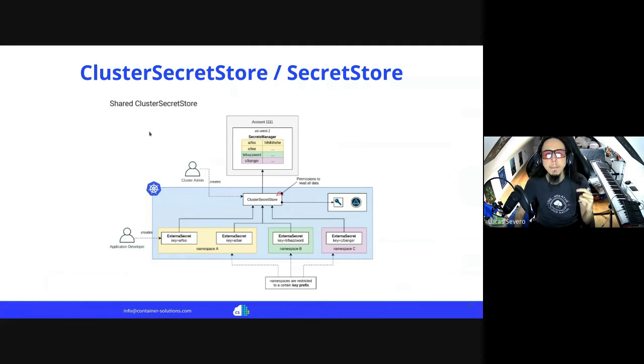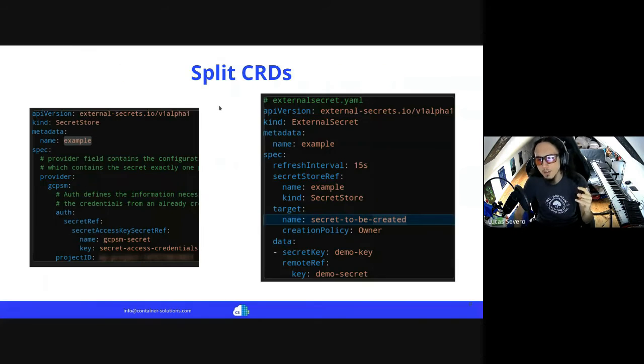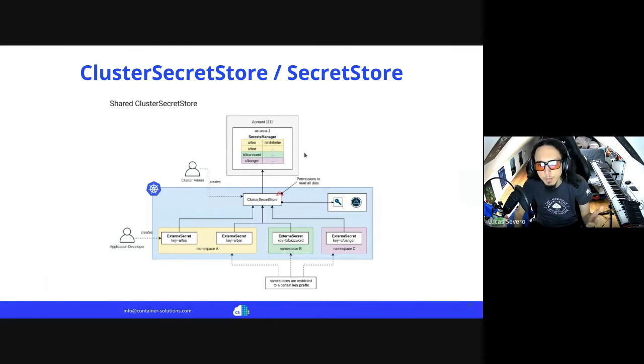Here you can notice that we are referencing a SecretStore with name example and kind SecretStore, and this maybe makes you think that we'll have another kind, and we have the ClusterSecretStore instead of the SecretStore. The difference is that the SecretStore is namespaced and the ClusterSecretStore is cluster scoped.